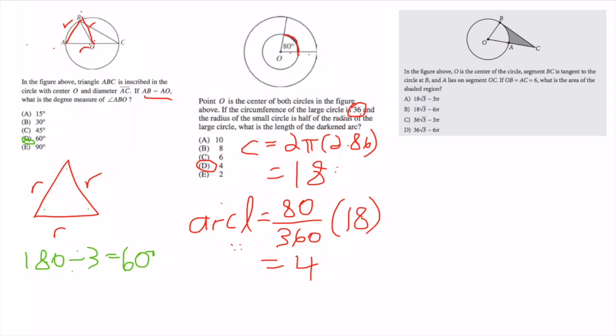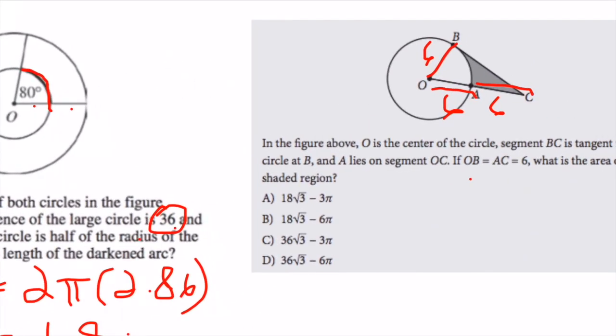The second thing I can see is that OB is 6. That's the radius of the circle. OA is also the radius of the circle, so that's 6. And it tells me AC is 6. Another thing to notice is that BC is tangent, and I see that it runs through the center, so I know that this is 90 degrees.